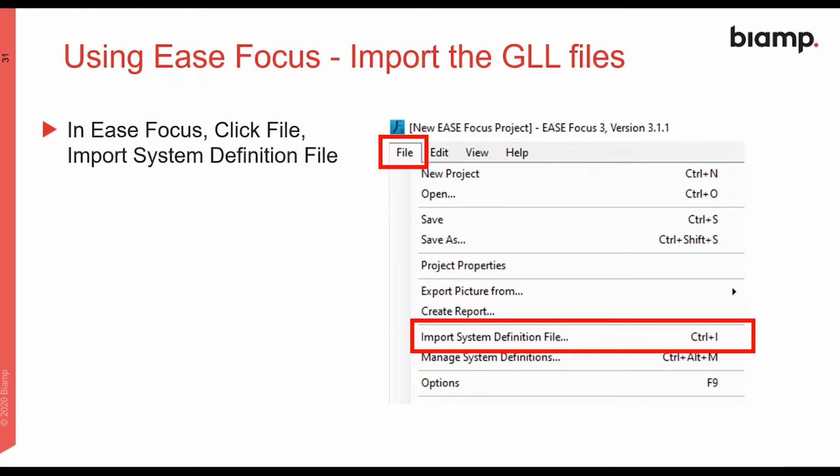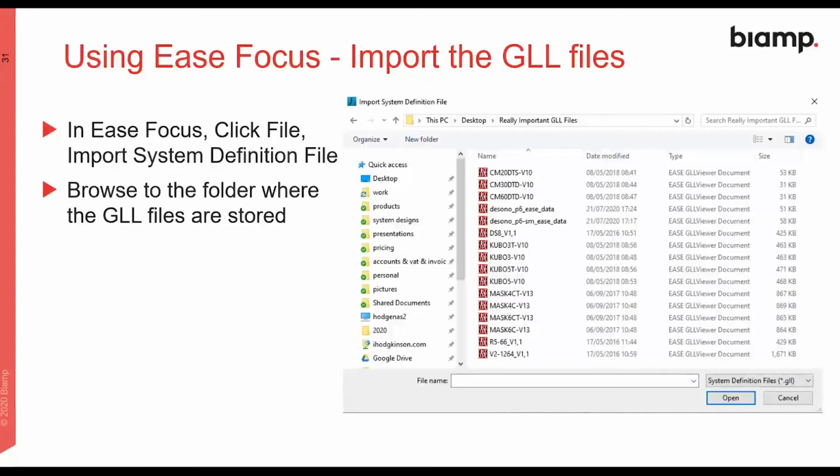Now, we've got the GLL files on our laptop. Now what we need to do is get them into ease focus so that ease focus can start using them and creating visualization. So in the ease software, go to File and Import System Definitions, or you can click Control-I. Browse to where the folder where you stored. So in my case, it was desktop, really important GLL files.